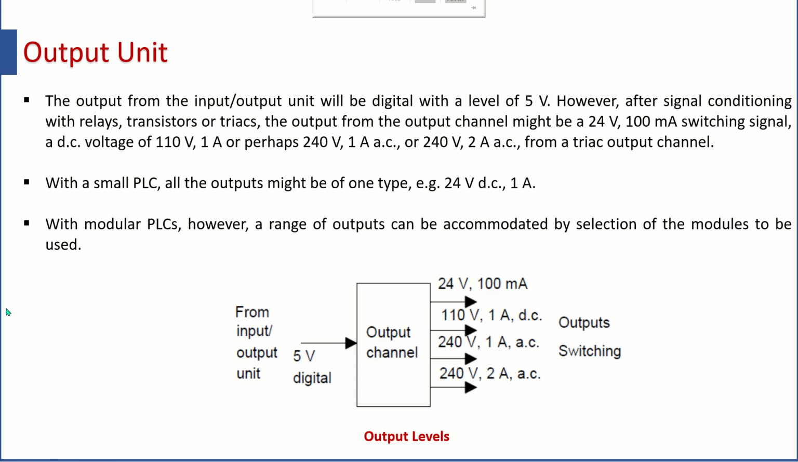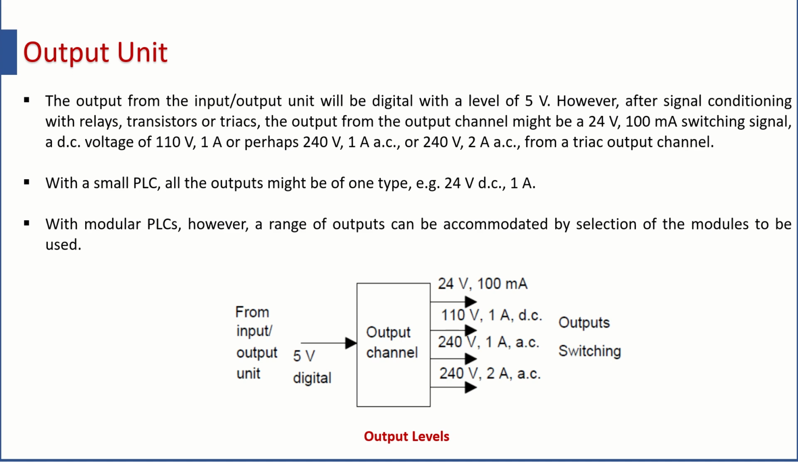So welcome back with our discussions on input output units of PLC. In this lecture we will see what is the particular operation of an output unit. Normally you see the output from the input output unit, that is the basic output that you are getting at the output of the CPU, and then within the PLC the input output unit will be a digital signal with a level of 0 volt and 5 volt.